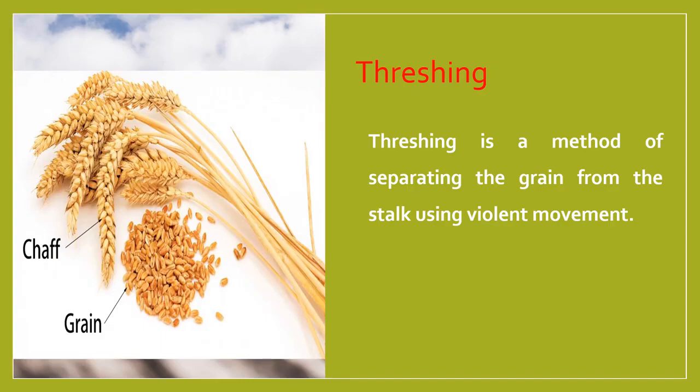This is called threshing. The process of separating the grain from the stalks or dried stems is called threshing. Threshing is a method of separating the wheat from the stalk using violent movement. When a wheat or rice crop is ready for harvesting, the stalks are cut and beaten to release the grains. This method is called threshing. Threshing can be done by hand or by animals or by using machines.